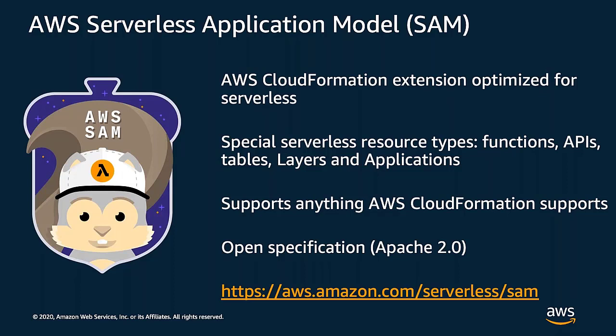The AWS Serverless Application Model, or SAM, as we like to call it, is an AWS CloudFormation extension optimized to help you build serverless applications. That means it's just a superset of CloudFormation. Anything that's valid CloudFormation is valid SAM, but it also adds in special serverless resource types like functions, APIs, tables, Lambda layers, and serverless applications.